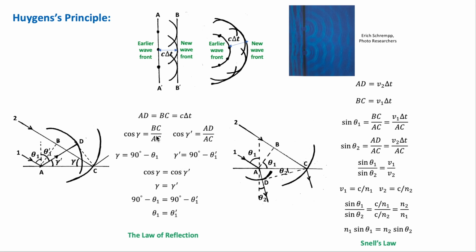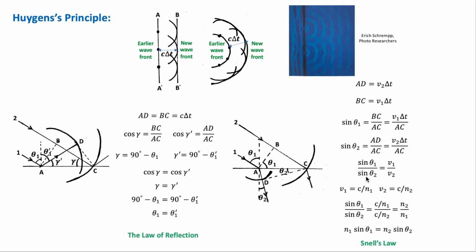And because BC is equal to AD, we have cosine gamma equal to cosine gamma', and gamma is equal to gamma', and this gives theta 1 equal to theta 1', which is the law of reflection.